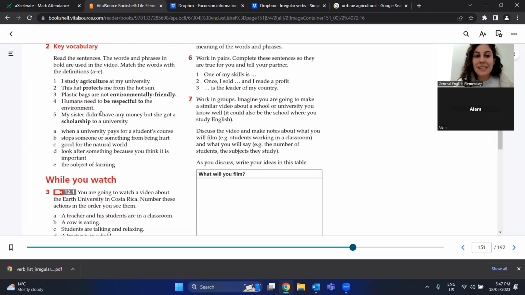And the last one: my sister didn't have any money, but she got a scholarship to a university. What does scholarship mean? When the university funds or pays for the student's course. If you've got high grades, students pay after the course? I don't think so, because it's when the university just pays it for you. That's why you get a scholarship, because it's only those that have got high grades.